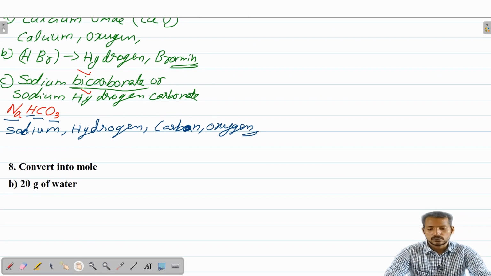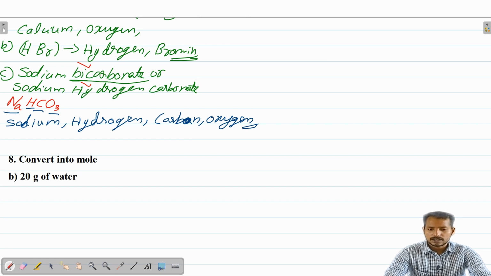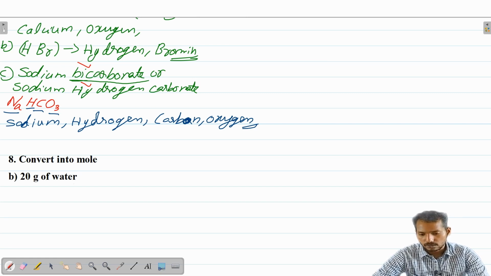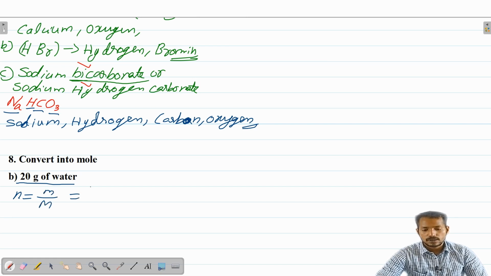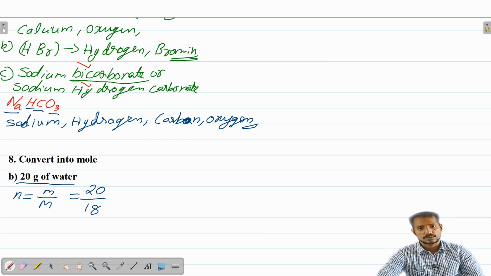Next question is convert into mole. Similar question, we already discussed that one. 20 gram of water into mole. Very simple. Question number 8, option number B. So here number of moles we have to find, that is small letter n, which is equal to given mass divided by molar mass, formula we can use. What is the given mass? 20 divided by molar mass. What is the molar mass of water? 18. We already discussed in the previous question, so I am not going to repeat that one.